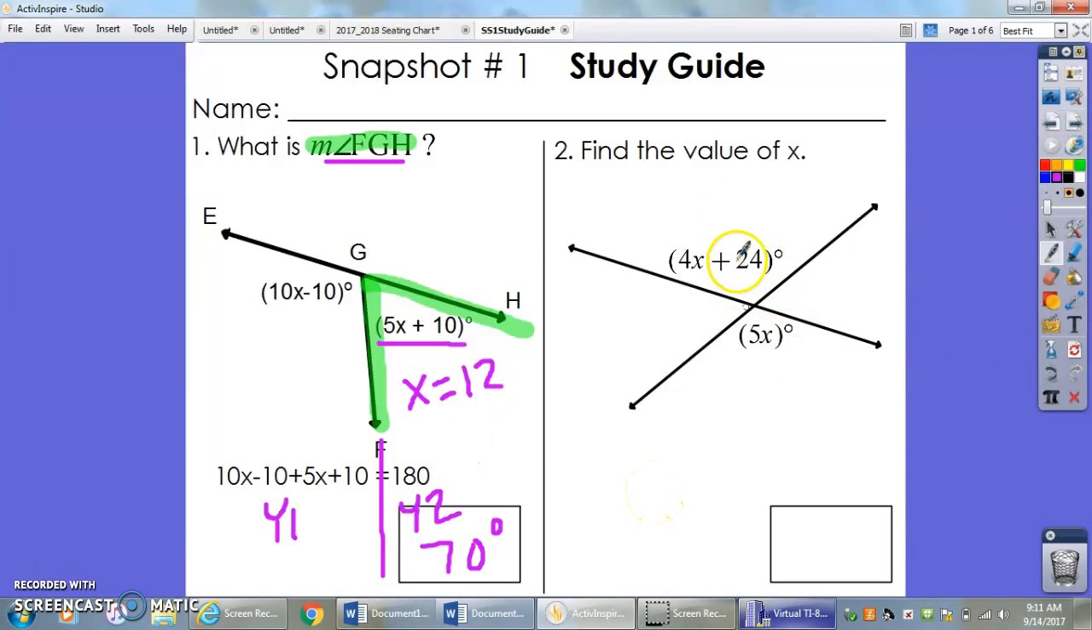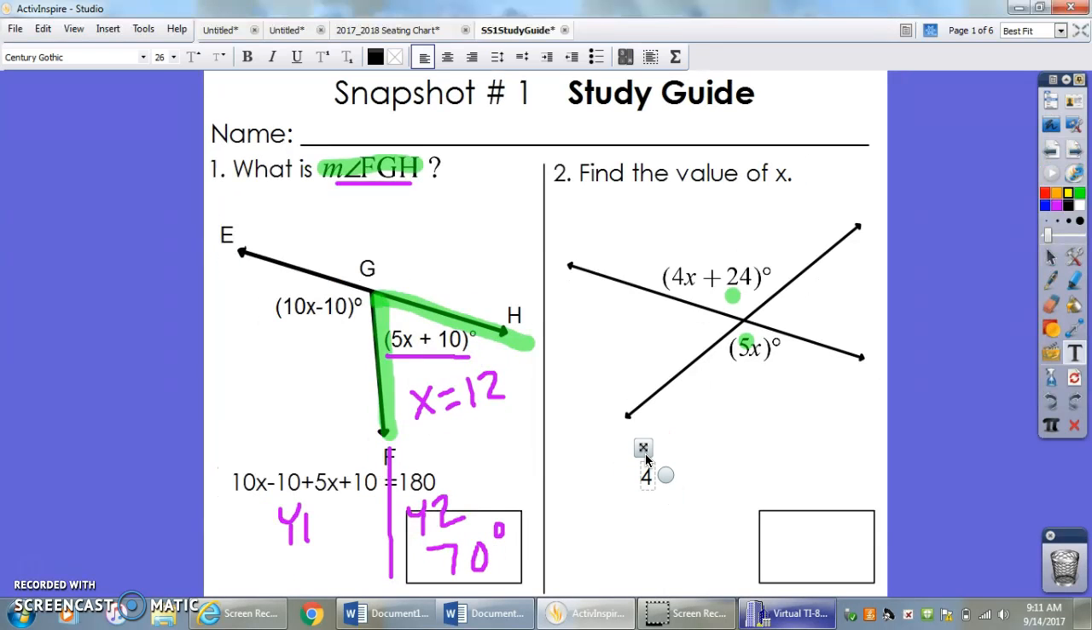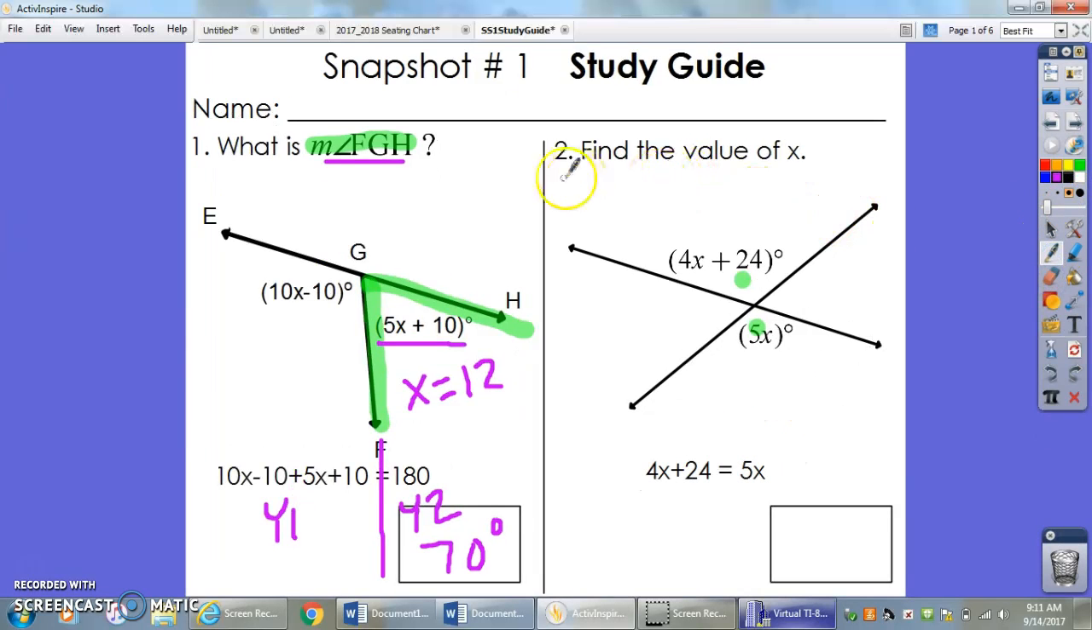Number 2, now I'm looking at number 2 and I'm seeing that these two angles are vertical. Vertical angles are angles that are across from each other, so they're going to be equal. So to write our equation, we're going to write 4x plus 24 equals 5x. Now the question just says find the value of x, so we're not going to have to do anything extra at the end when we solve in y equals. We're going to simply go there and figure out what x equals.